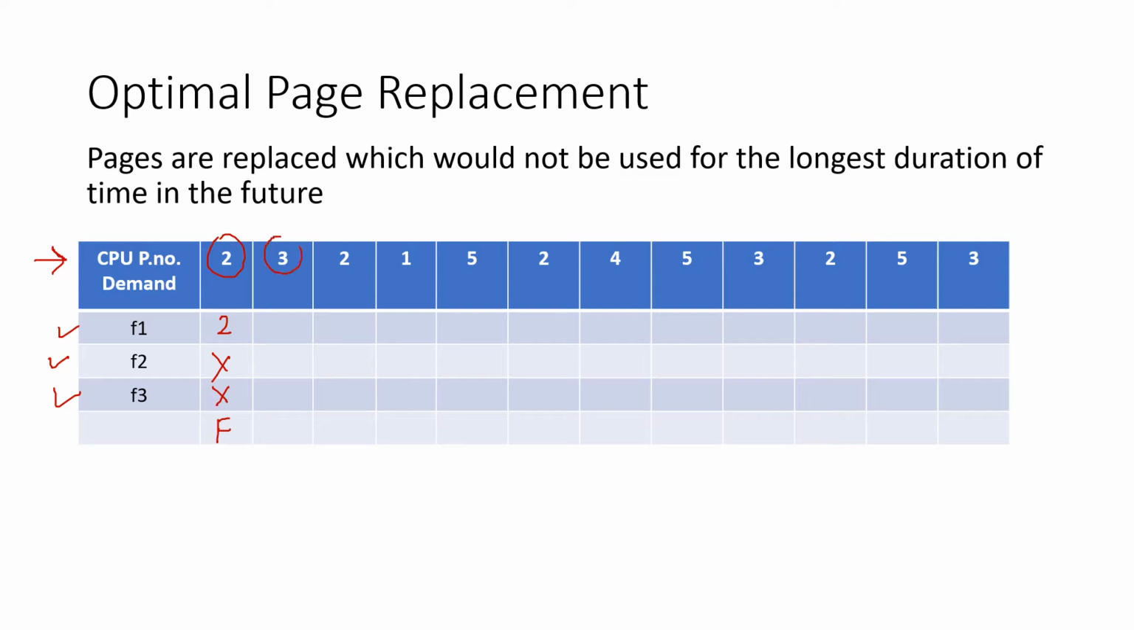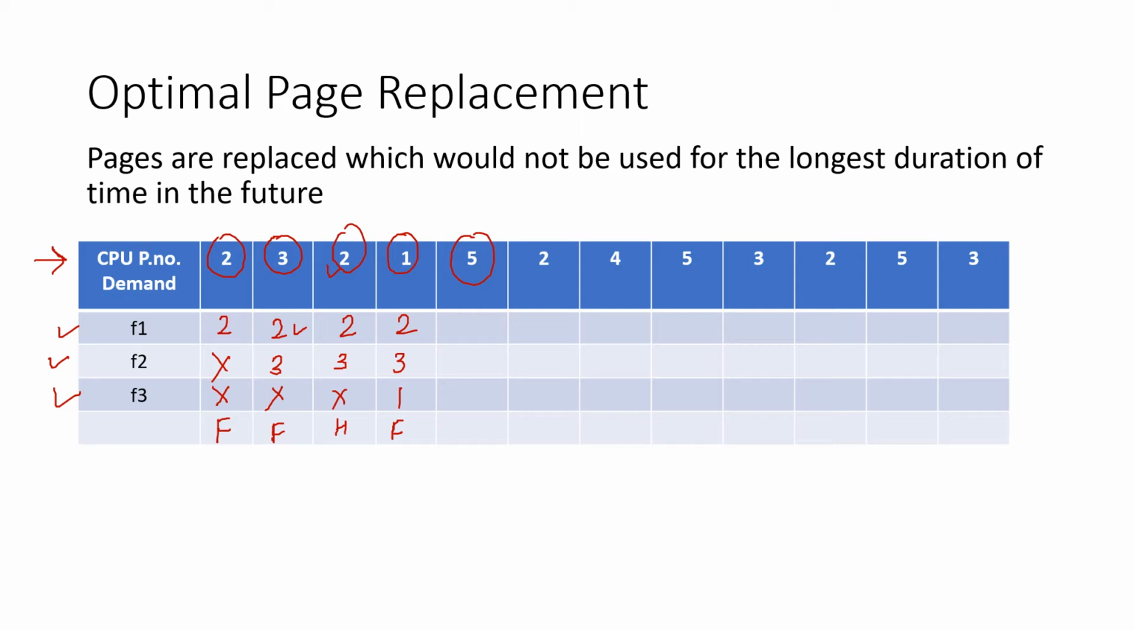The next page is 3. So write 2 3 cross. It's a page fault. Next is 2. It's a hit. So you write 2 and 3 hit. Up next page is 1. So write 2 3 1. It's a page fault.